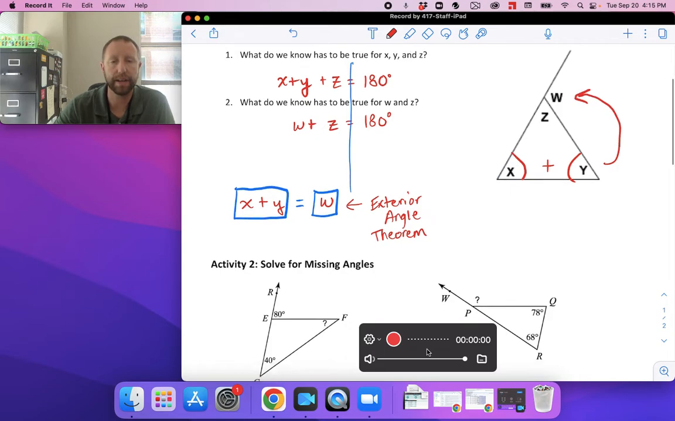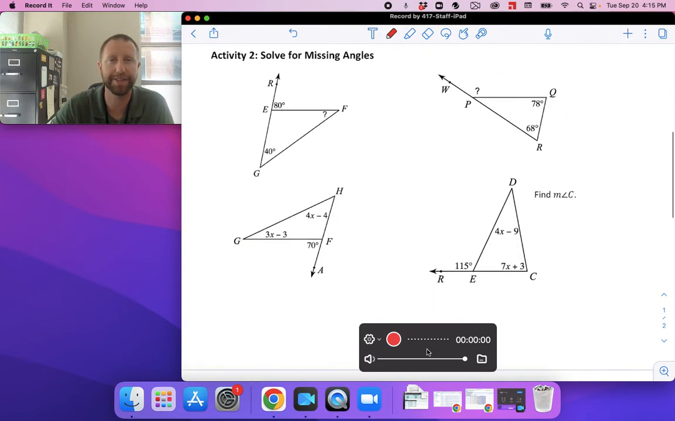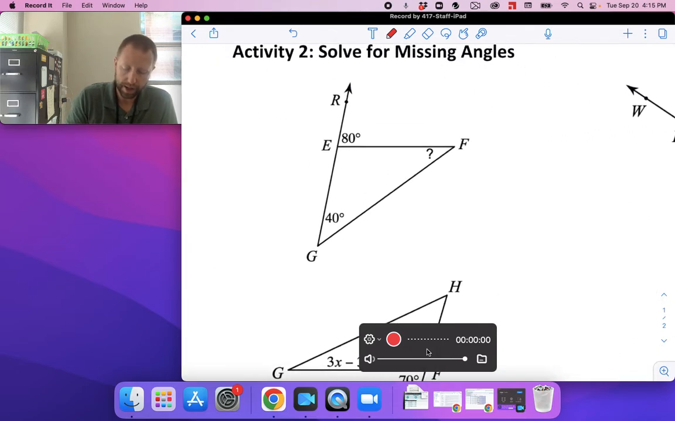So I've got some triangles down here that have the sides extended. The same thing is going to be true. If I focus in on this first triangle, this inside angle 1, this inside angle 2, this inside angle 3, I know all of those have to add together to equal 180 degrees.